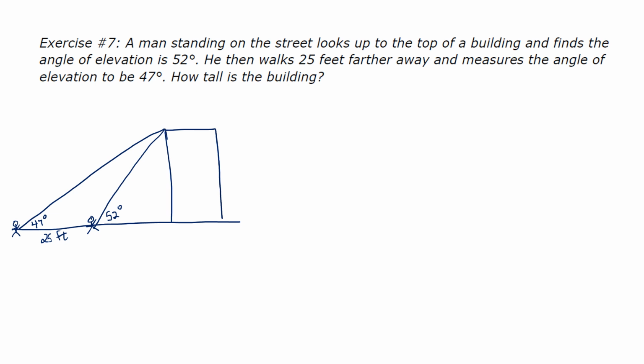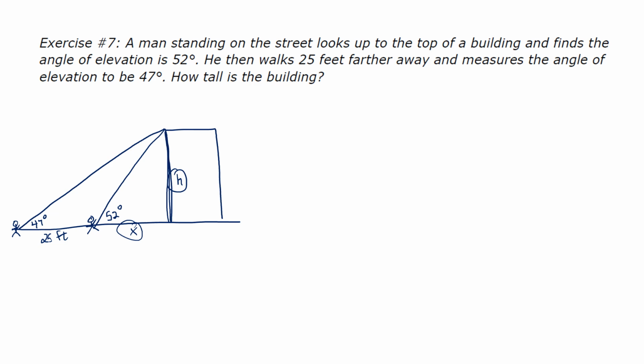So we want to find the height of this building. Well, we know a couple things. We know the distance that he walked between point A and point B is 25 feet. We don't know the distance between the building and where he first looked up to the top of the building. And we know the two angle measures of elevation.